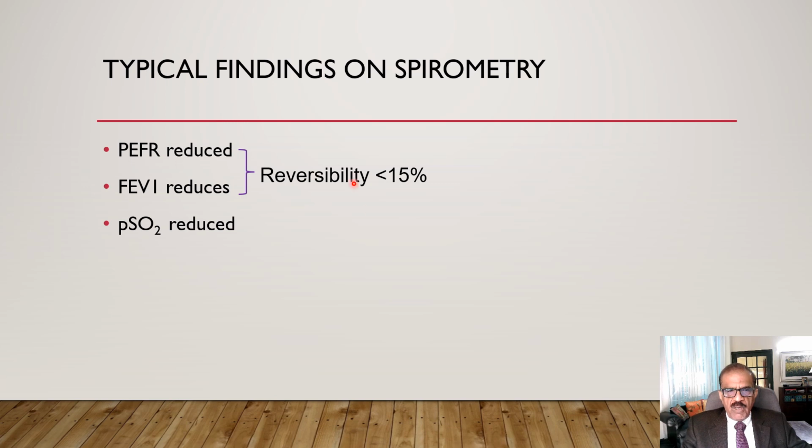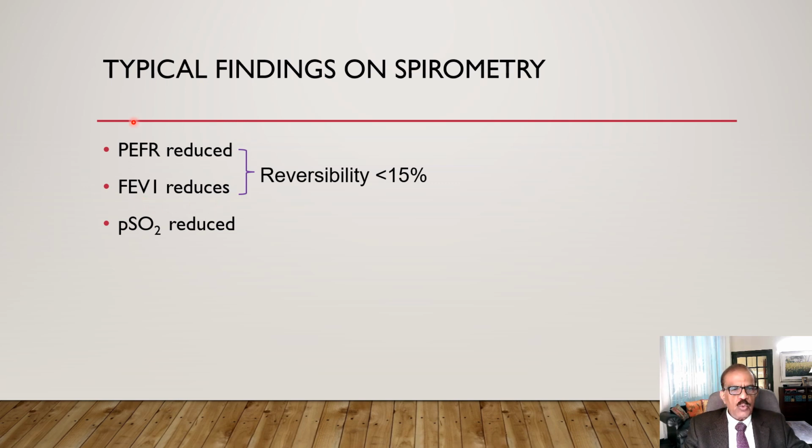If you do pulmonary function tests, I'm sure you are familiar with these terms, but let me define them. Peak expiratory flow rate. This is the test which is done with a peak flow meter, Wright's peak flow meter. This is a very simple handheld device. The patient is asked to breathe into that, and that measures the maximum velocity during expiration. So that is reduced. And FEV1, which is forced expiratory volume during the first second, is also reduced.